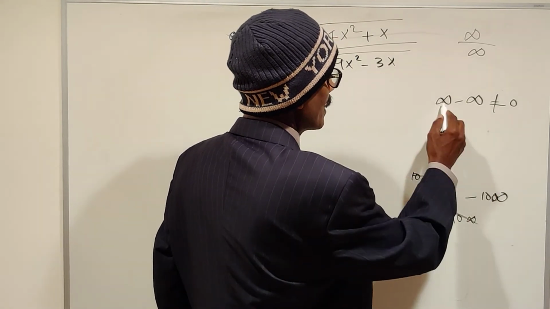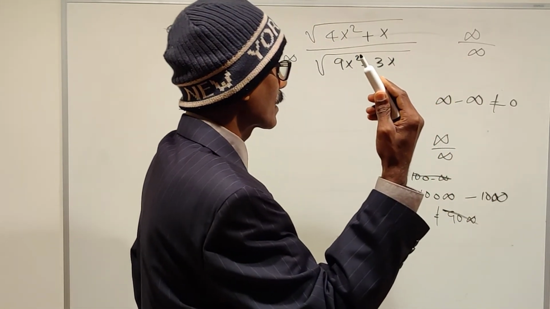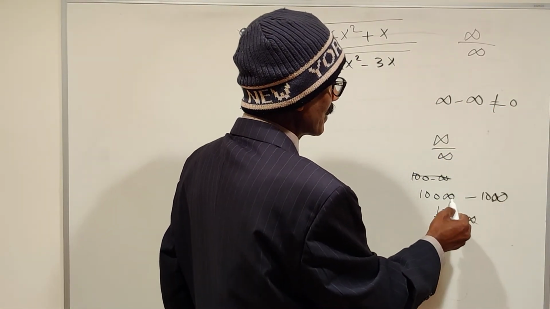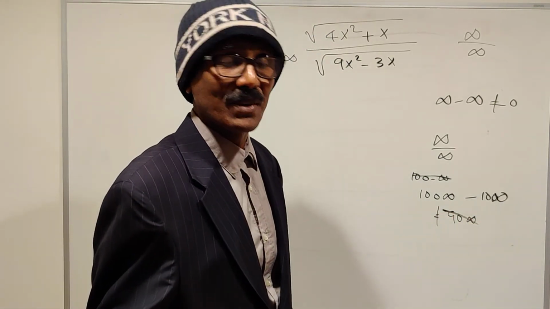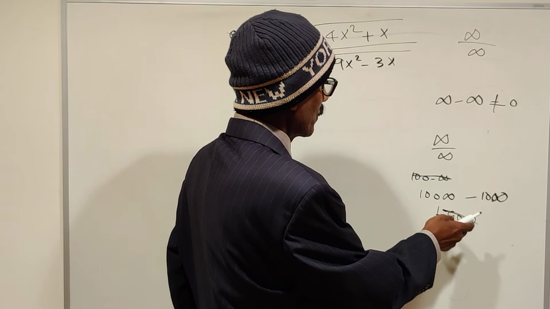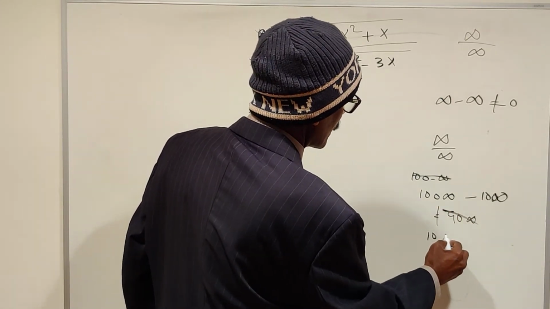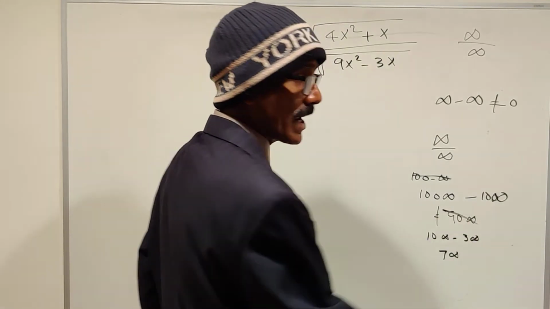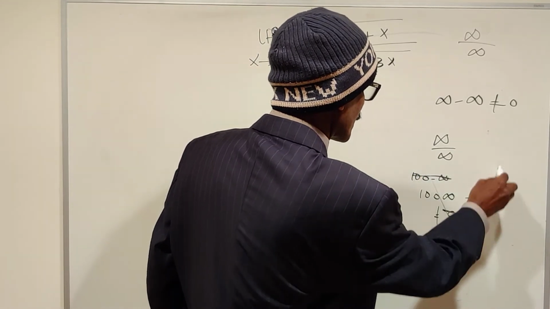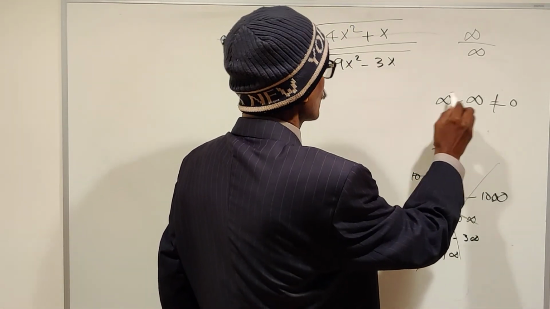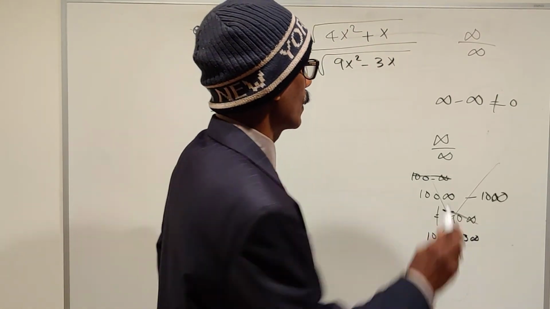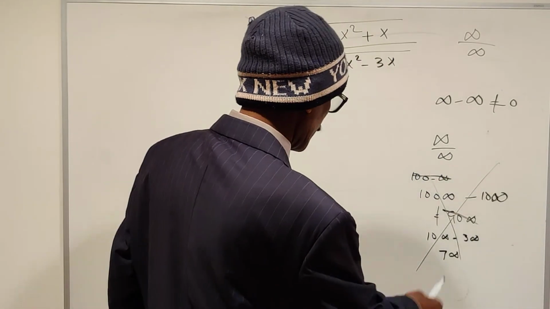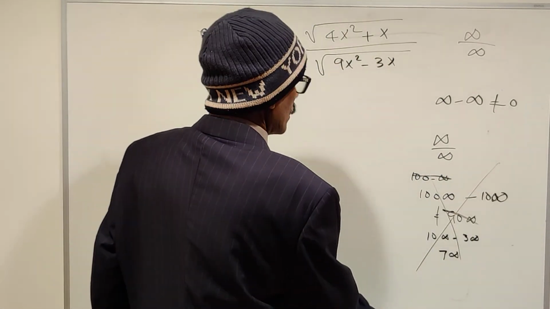So infinite minus infinite is not equal to 0. See, 100 times infinite minus 10 times infinite is 90 infinite, but 10 times infinite minus 3 times infinite is 7 times infinite. See, different answers. So this is not correct. Infinite minus infinite is not equal to 0. Also, infinite divided by infinity is not equal to 1. So learn that, okay?